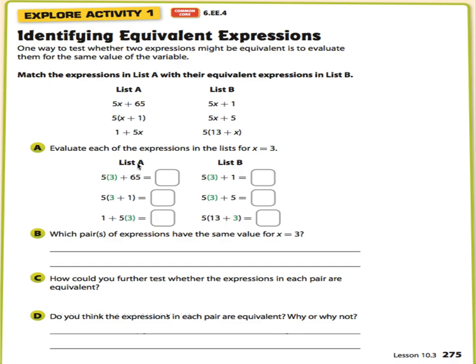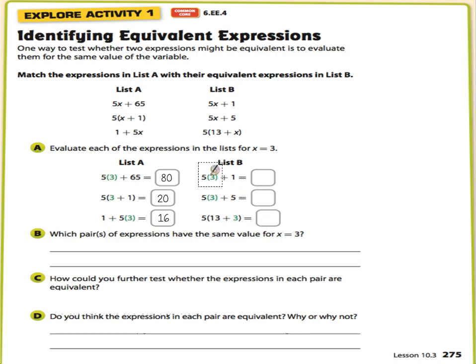So for the first one, for list A, we have 5 times 3 plus 65. 5 times 3 is 15 plus 65 gives us 80. So the first expression would give us 80. And the next expression would be 5 times the quantity 3 plus 1. So I add 3 and 1 and I get 4. And when I do 5 times 4, I get 20. And then I have 1 plus 5 times 3. So I start by doing 5 times 3, which gives me 15. And then I add 1. And I get 16.